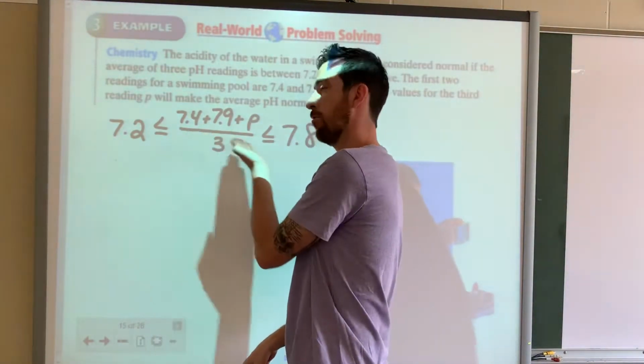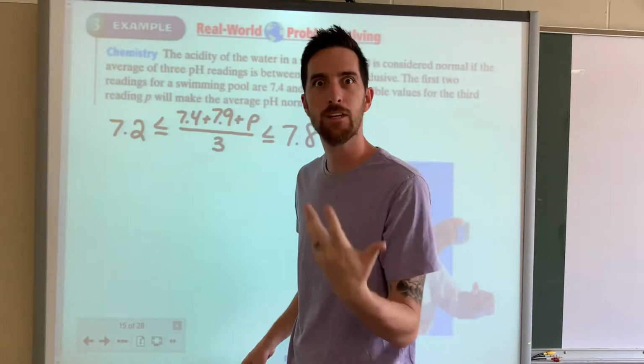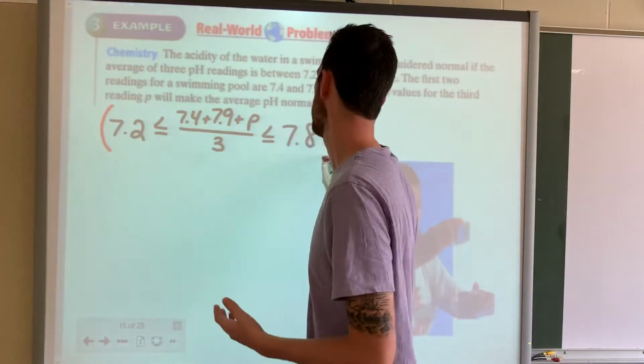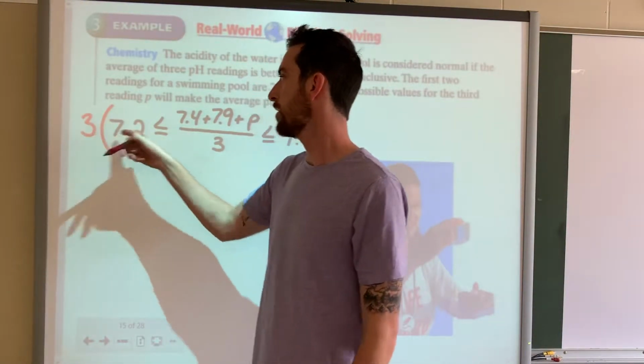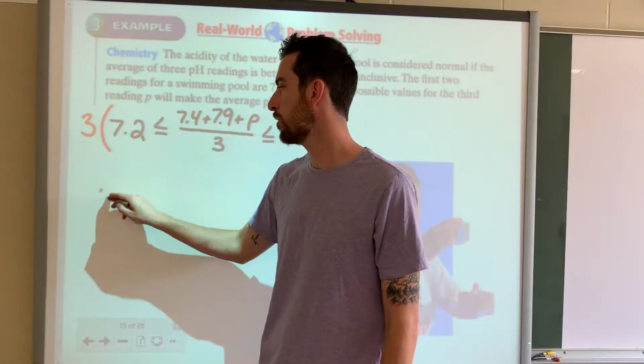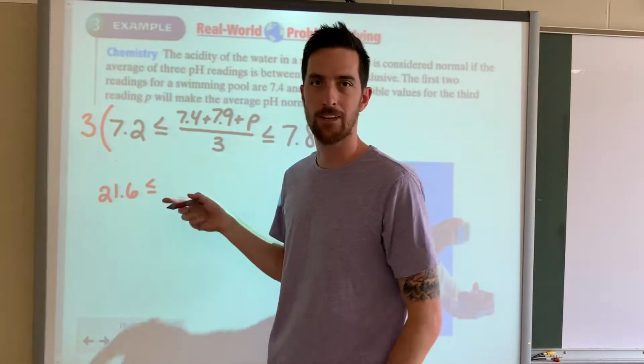of fractions. This is all being divided by 3. So how could we get rid of that? Yes, we can multiply everything by 3. So, 3 times 7 is 21. 3 times 2 is 6. So this would be 21.6. In the middle, it just cancels out the divided by 3.